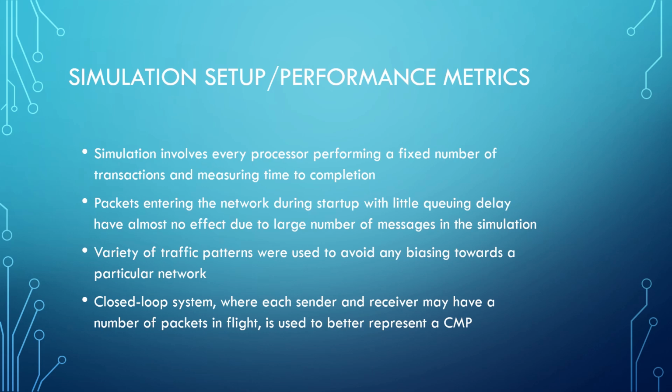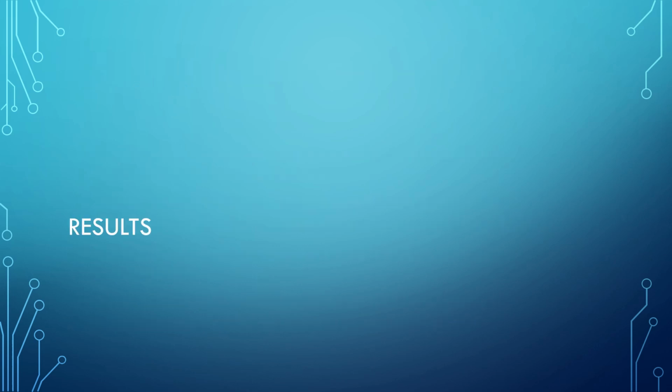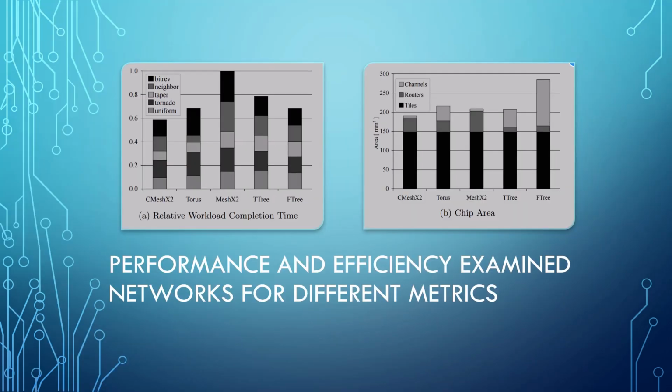A closed loop system is used, where each sender and receiver may have a number of packets in flight, and it better represents a CMP that's used in the industry. So let's look at the results that came out of this simulation. Looking at the first 2 graphs, A and B, in figure 10 provided in the paper: performance and efficiency.